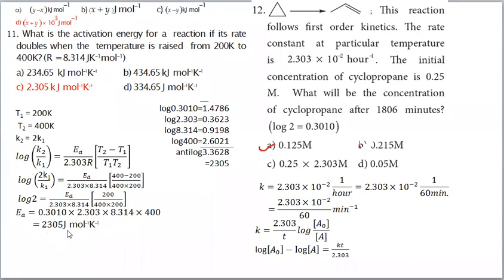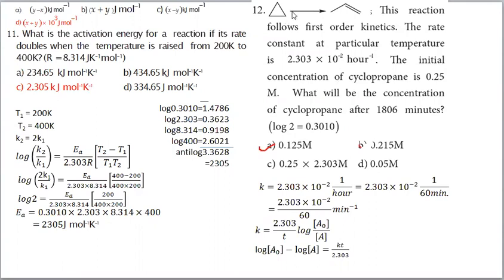So what is the unit? Joule per mole per Kelvin. Here, in the answer options, kilojoule is there. Here also all are kilojoules. This value is in joules, which is different from this one. So we can convert into kilojoule, that means divide by 1000. So we will get a decimal point here: 2.305 kilojoule per mole per Kelvin. So this is the correct answer.